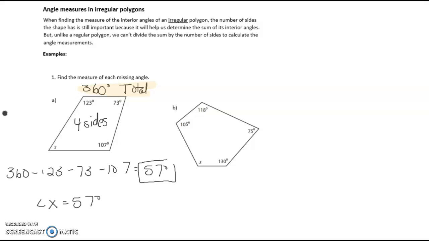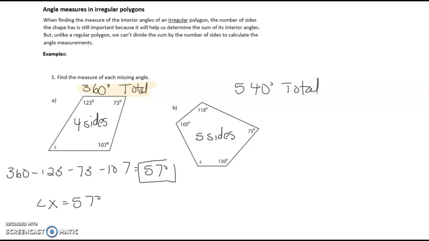Okay, B. We have 5 sides. That means we have 3 triangles. So 3 triangles times 180 degrees gives us a total of 540 degrees. So I'm going to write that down. 540 degrees total. Okay, and we know we have 5 sides.